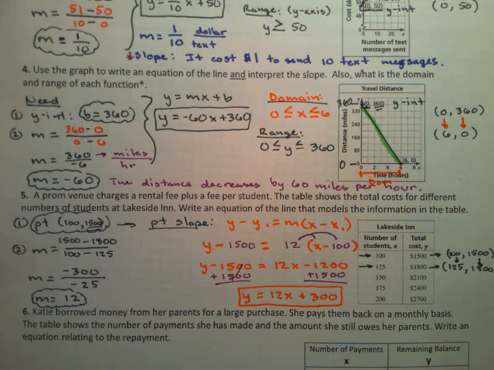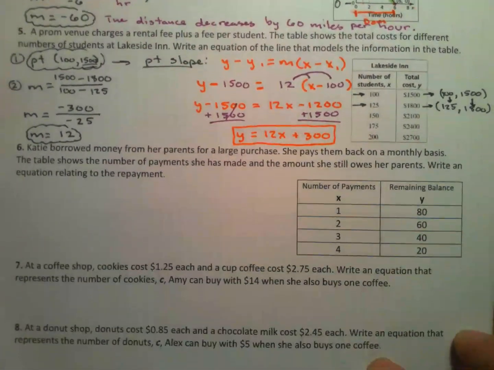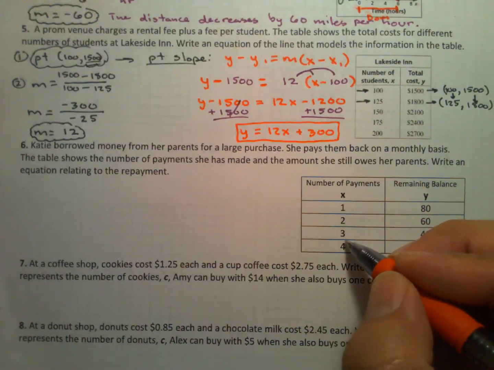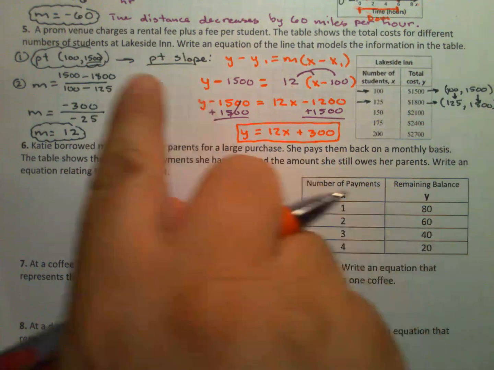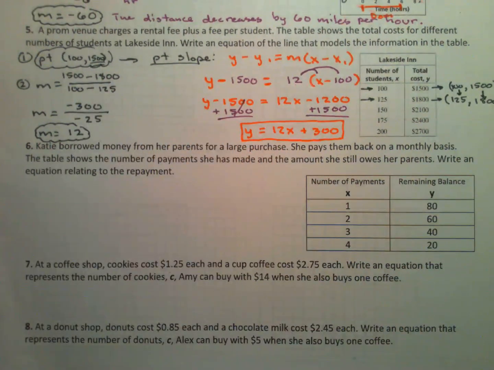So pick 2 points from this list. Let me move this up here now. So it's very similar. You're going to pick 2 points. Notice, none of these are zeros, so there's no y-intercept. You're going to have to use this form to work this problem out. So I would like you to give it a try. You're just going to write an equation relating to the repayment.